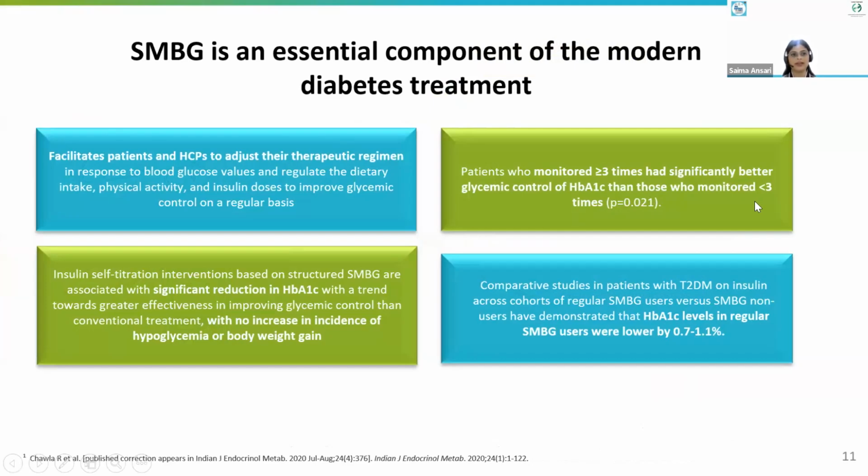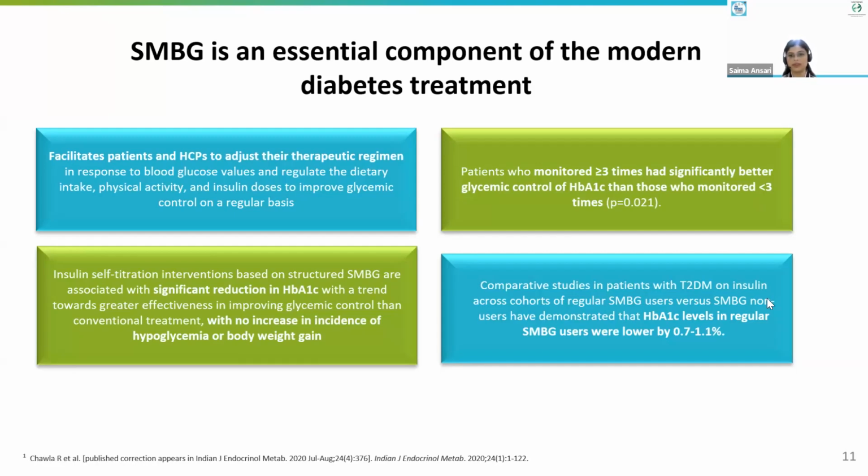So, it facilitates patients and healthcare providers to adjust their therapeutic regimes, as we just discussed, and it also helps patients who are taking insulin to adjust their insulin doses, like to have that self titration intervention based on structured SMBG, which is associated with significant reduction in HbA1c. Obviously, when the sugar levels are well controlled throughout the time, HbA1c will be better controlled.